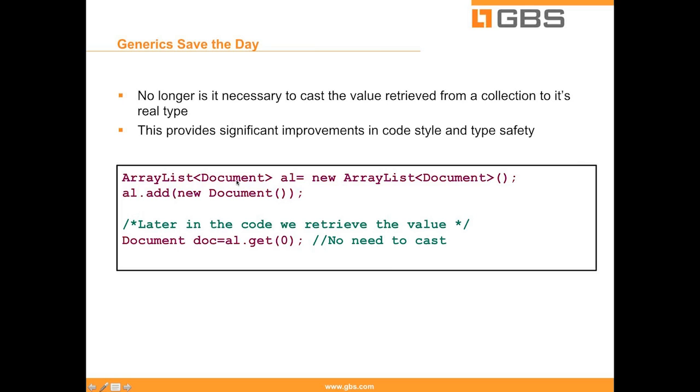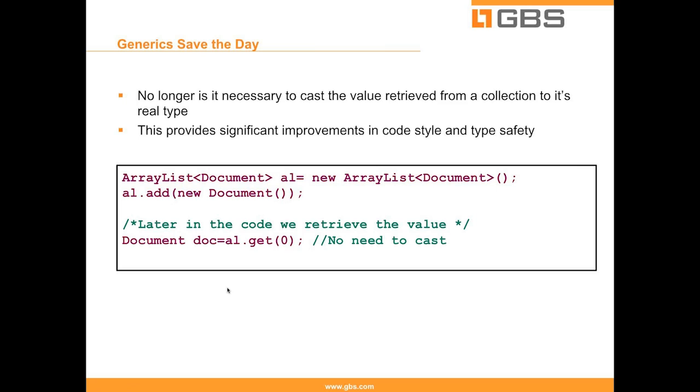I now can go in and create an array list or a vector or pretty much any of the collection types, and I can go ahead and type those at the point in time that I create the object. So I can say, you know, ArrayList<Document> AL equals new ArrayList<Document>, and then that would allow me to put only document objects in there. What that's referred to really is type safety.